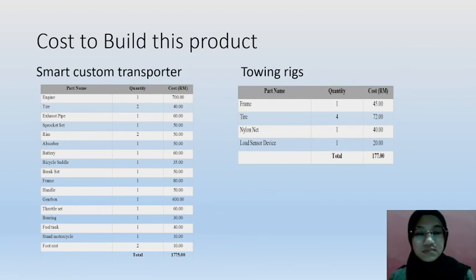For the Smart Custom Transporter, the price that we get is around RM1,775, while for the towing rig, the price is around RM177. If we total up these two parts, we will get around RM1,952. Based on these two parts, we get a profit of around RM1,048.